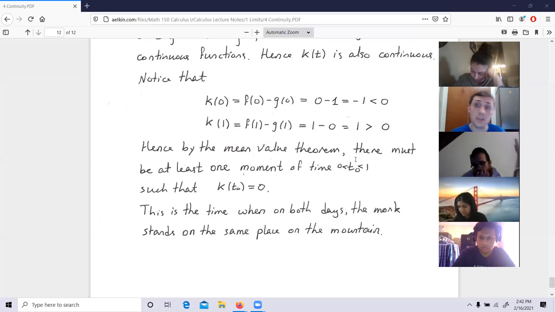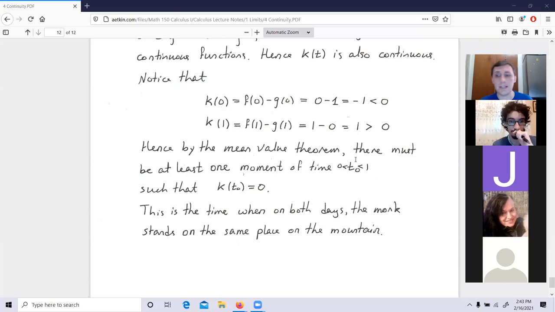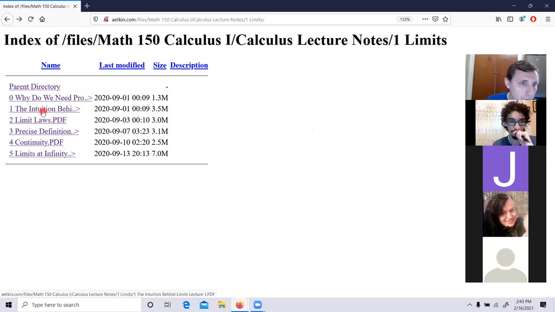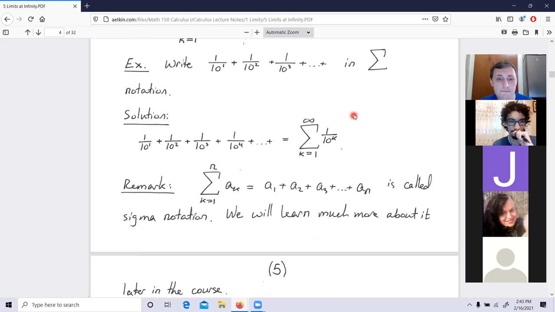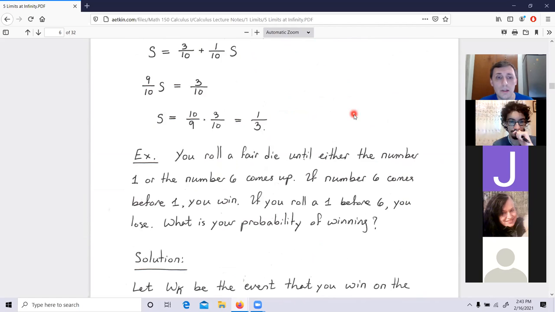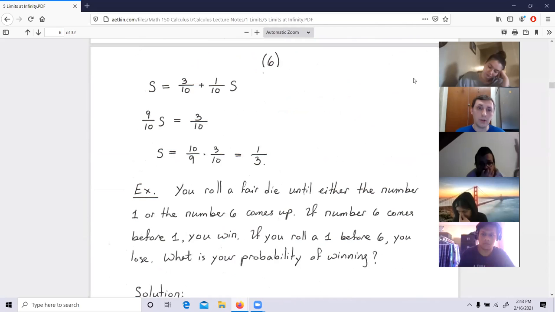Clear? Wonderful. Now let's get back to the previous lecture. Let's see how much we can go through it. So limits at infinity. Here is a question from probability. Let's see if we can figure it out. I'm not expecting that, but I hope you might figure it out.